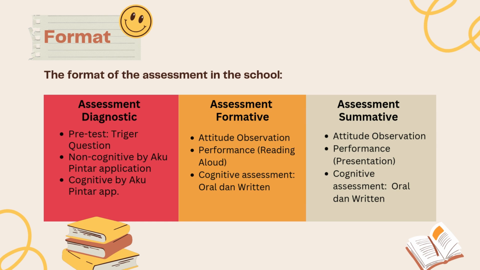The second one is formative assessment. The teacher uses three kinds of formative assessment. The first one is attitude observation. This test is used to assess student attitude such as faith, morale, independence, creativity, and cooperation through an observation sheet. The second point is performance observation through the reading aloud method. This test is used to assess student accuracy, pronunciation, and intonation using an observation sheet.